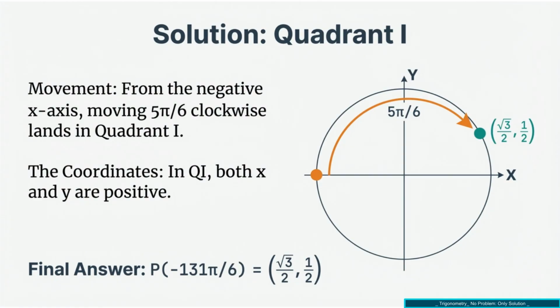Moving 5 pi over 6 clockwise from the negative x-axis lands us in quadrant 1. In quadrant 1, both x and y are positive. The final answer is P of negative 131 pi over 6 equals square root of 3 over 2, 1/2.